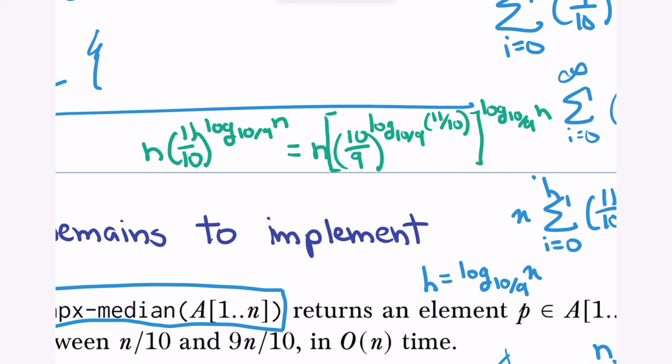Now I can bring the n down, right? Because it's 10 ninths to the log base 10 over 9. And when they multiply in the exponent, you can swap them, right? Okay, so the n comes down. So you'll get 1 plus log base 10 over 9 of 11 over 10 or something. Yeah, and this is where you bring out the calculator and just figure out what that number is.